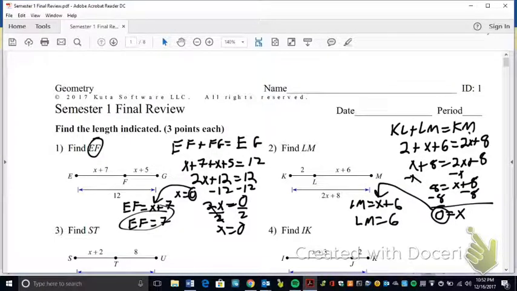Now if I wanted to, let's look back at number 1. To check my work, I'd also find the length of FG. I know that FG is x plus 5, so 0 plus 5 is 5. So that gives me EF is 7, FG is 5, 7 plus 5 is 12. I know that E to G is 12, so we're good to go. And that's how you check.